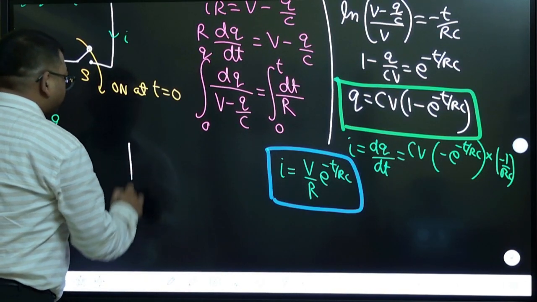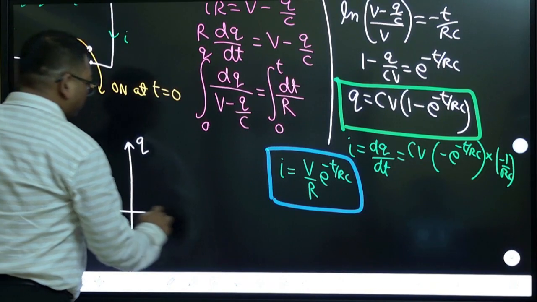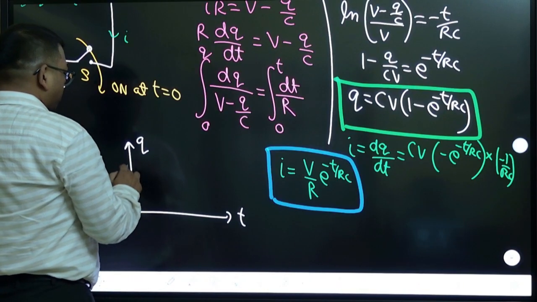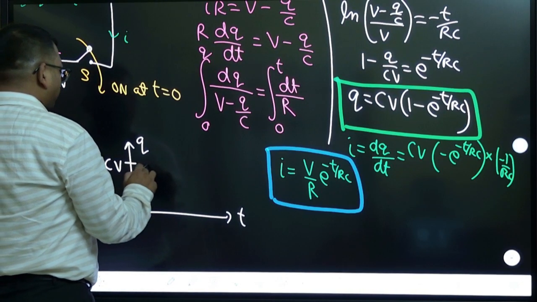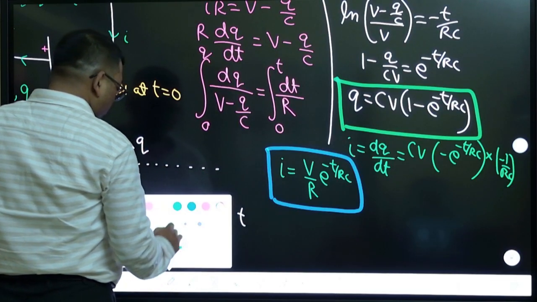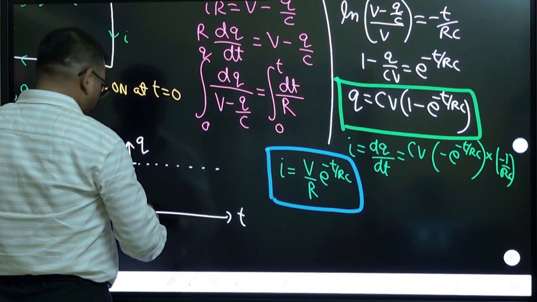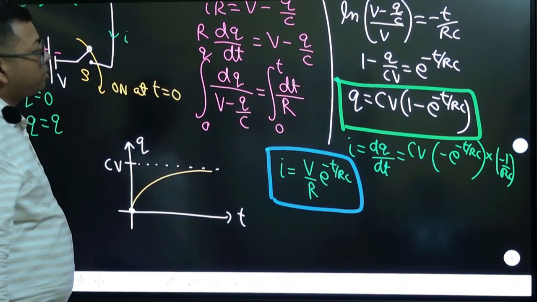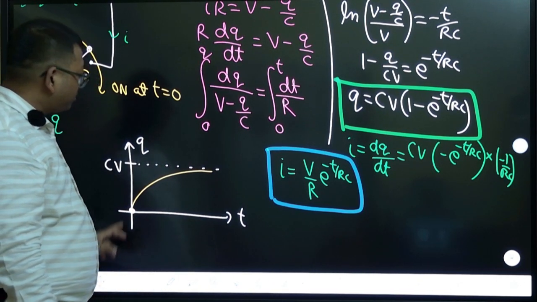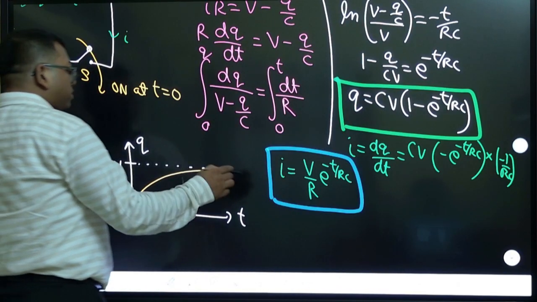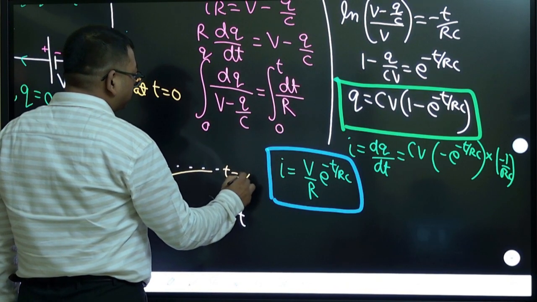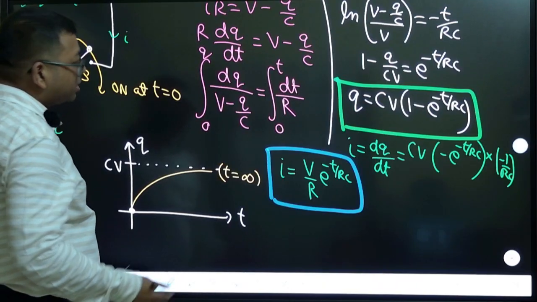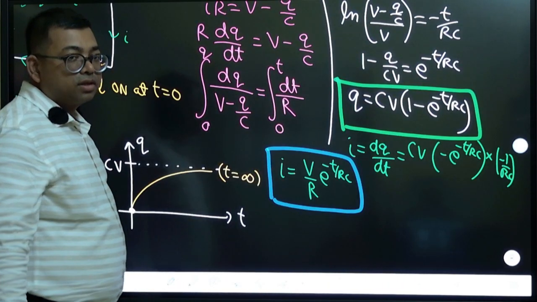Suppose I draw the Q versus t graph. Initially there was no charge, and there is a maximum charge CV that happens at a very long time. So the graph is going to be like this. It's an exponential graph that reaches the maximum charge CV. This maximum happens when time becomes infinity, very long. So when time becomes infinity, charge becomes maximum.